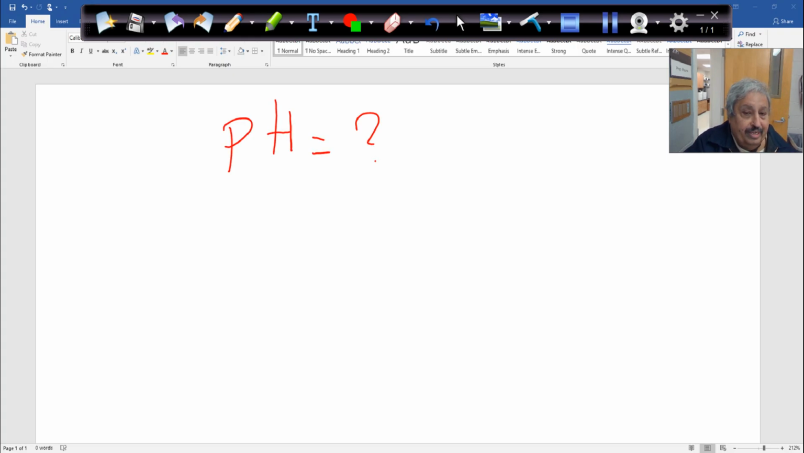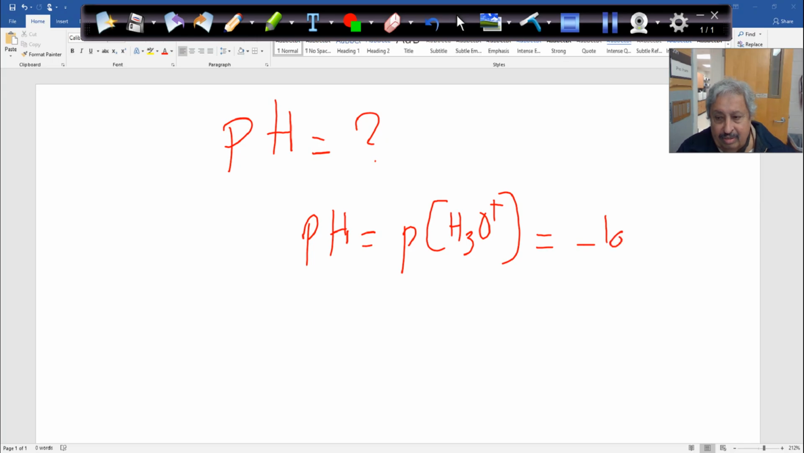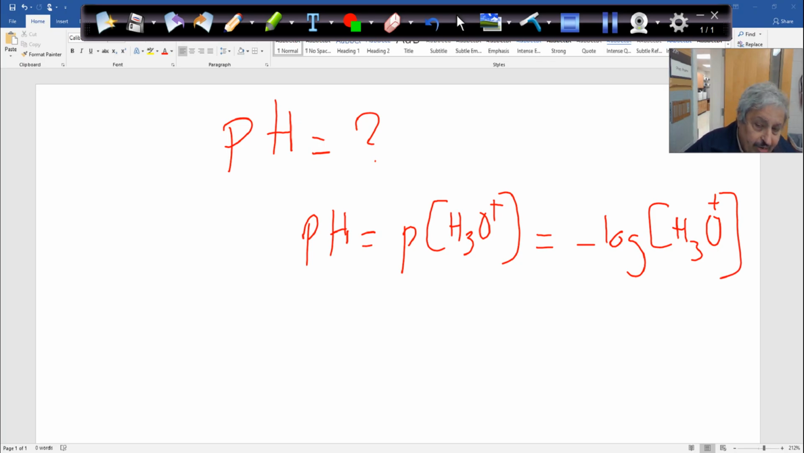The pH we said is not really correct pH. It has to be pH3O plus, correct? And this is minus log the concentration of H3O plus. Now, I give you the solution, and then you have to determine the pH. Or they will give you the pH and you determine the acidity, basicity of this: acidic, neutral, or basic.